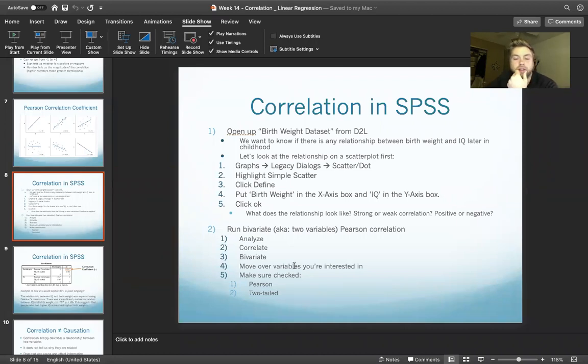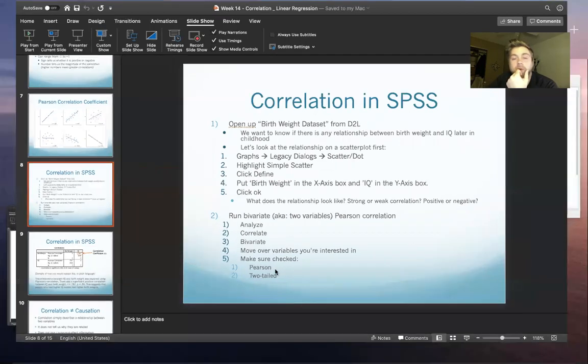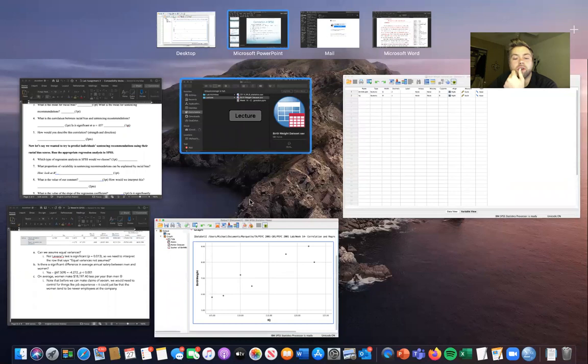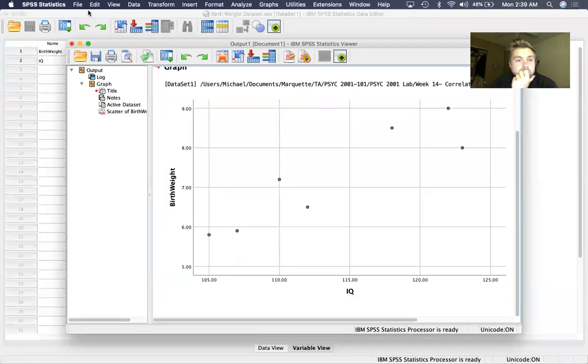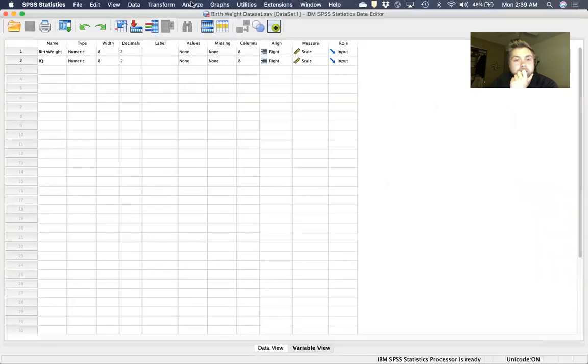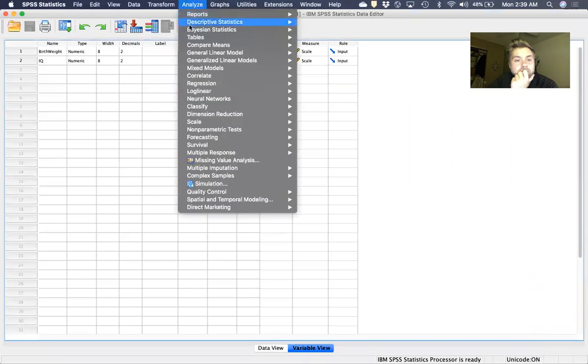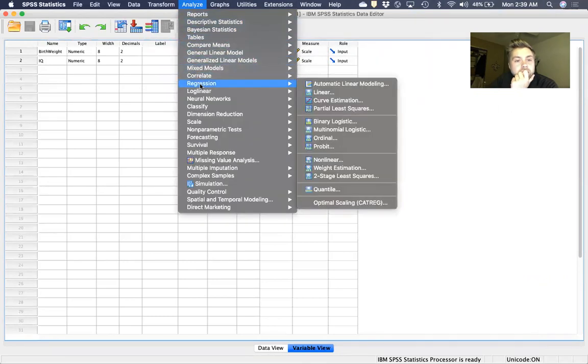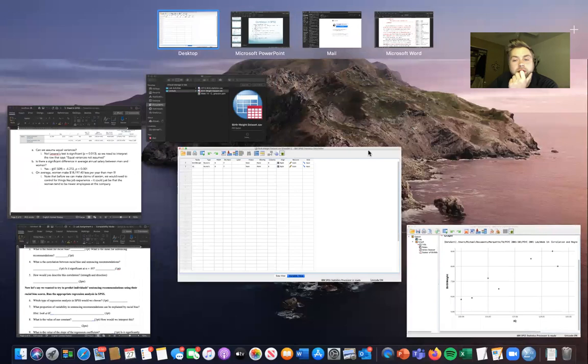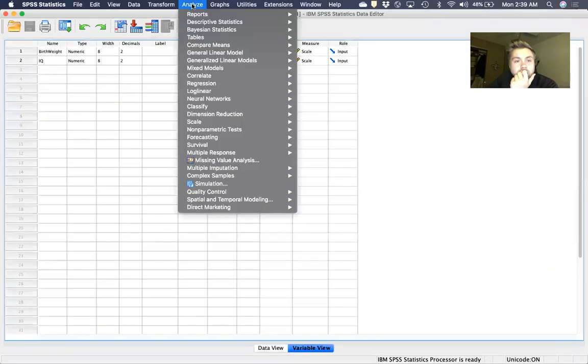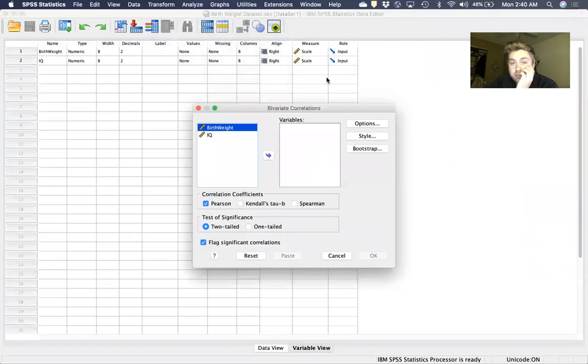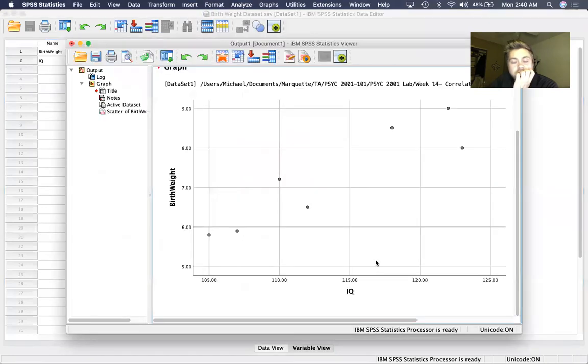Well, we're going to run this bivariate here. We're going to do Analyze, Correlate, Bivariate. And we want to do that with Pearson and the two-tailed test like we always do. I forgot. Correlate, that's right. Analyze, Correlate, Bivariate. Go to variables. We got our Pearson and our two-tailed on.